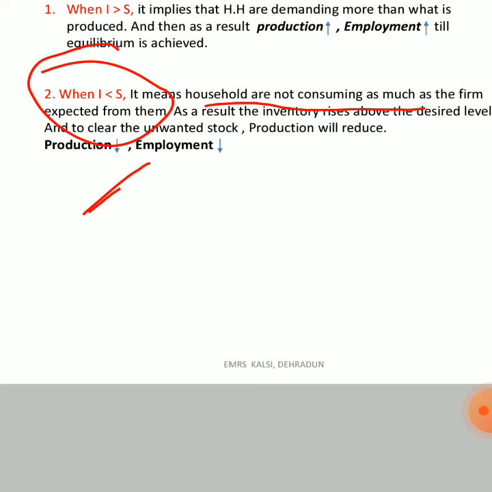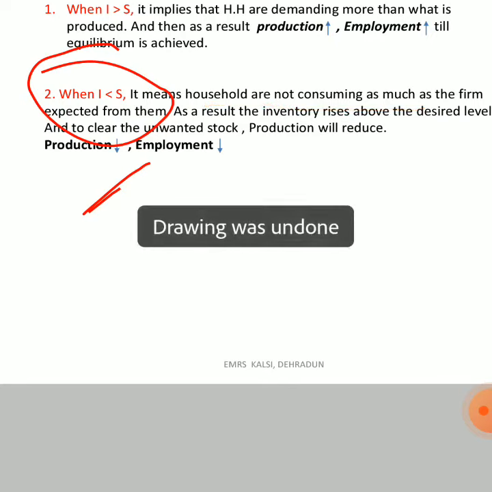If the firm is expecting that it will be able to sell 100 units, but households are not purchasing goods and services, then there will be an excess amount of goods and services in the market. The quantity of goods and services will increase in the market. Why? Because people are not purchasing those goods and services, they are saving. Like in the COVID situation, people were not spending and the goods were in the market in excess quantity. So the firms will reduce the production.